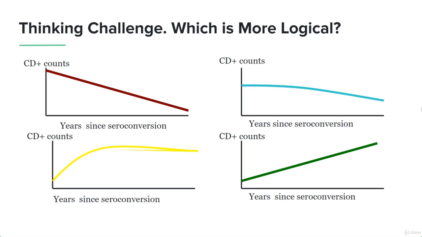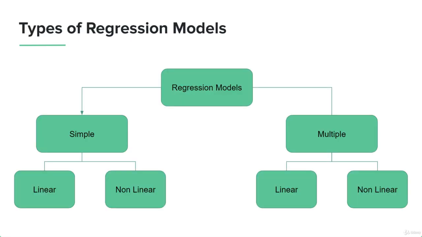So let's take this thinking challenge. Which is more logical? Let's talk about the different types of regression models. Regression models can be divided into two broad categories: simple regression models and multiple regression models.